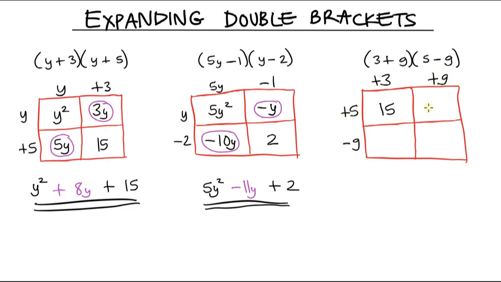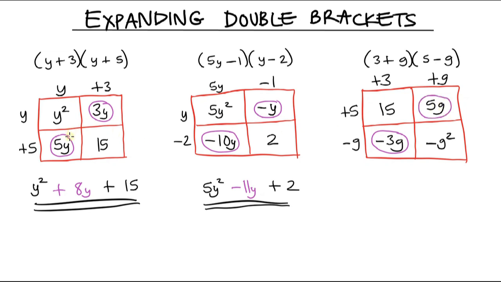5 times g will be 5g. 3 times negative g will be negative 3g. And negative g times positive g, well, that will be negative g squared. And notice again, exactly the same as before, we have like terms. We've got two g terms which we can simplify.